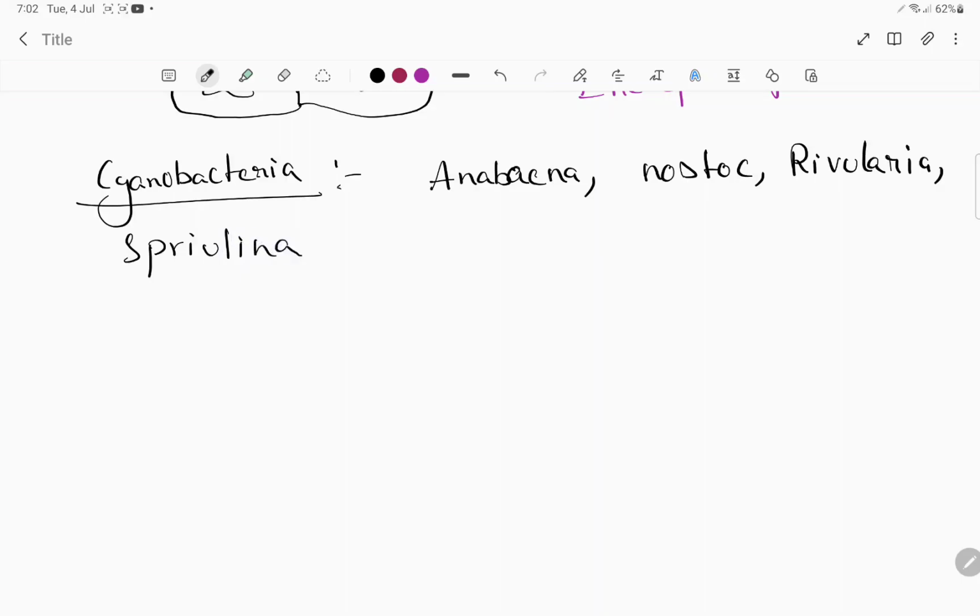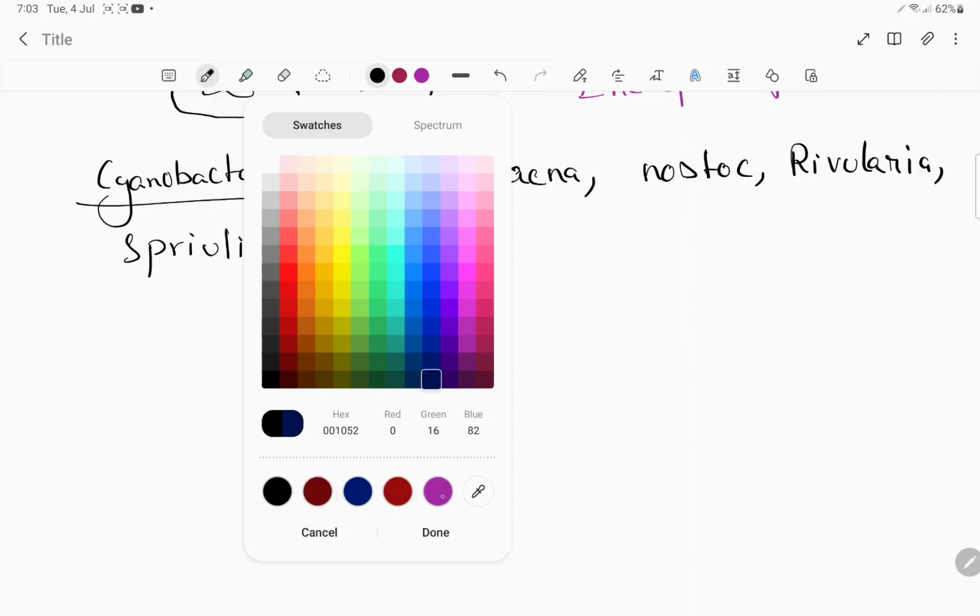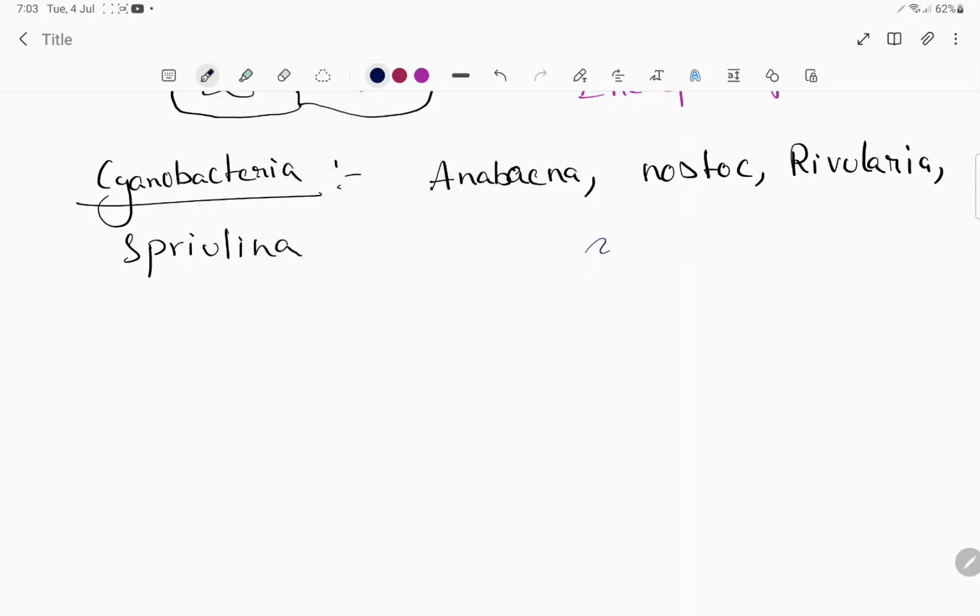They have adapted themselves to grow in a wide variety of habitats, fresh and seawater. In polluted water they grow in huge populations and cause water blooms. They also grow in moist soils. Single-celled forms we call Chroococcus, colonies we call Microcystis and Gloeocapsa. Filamentous forms are seen in Anabaena, Nostoc, Oscillatoria. In the NCERT they have given a picture like this.